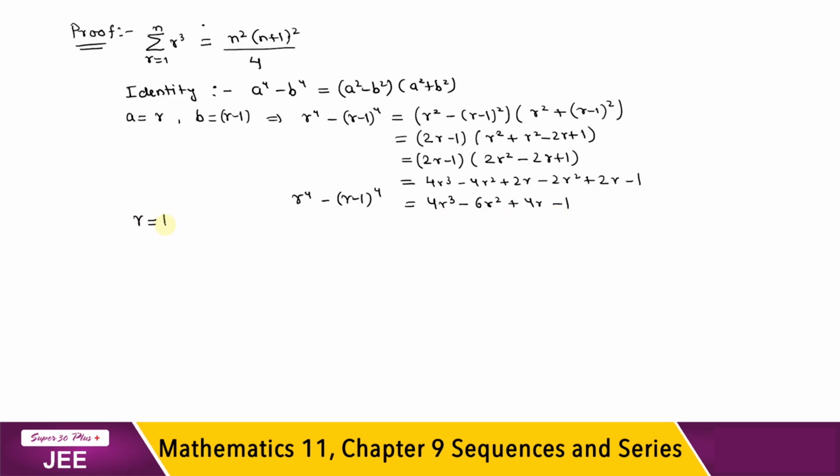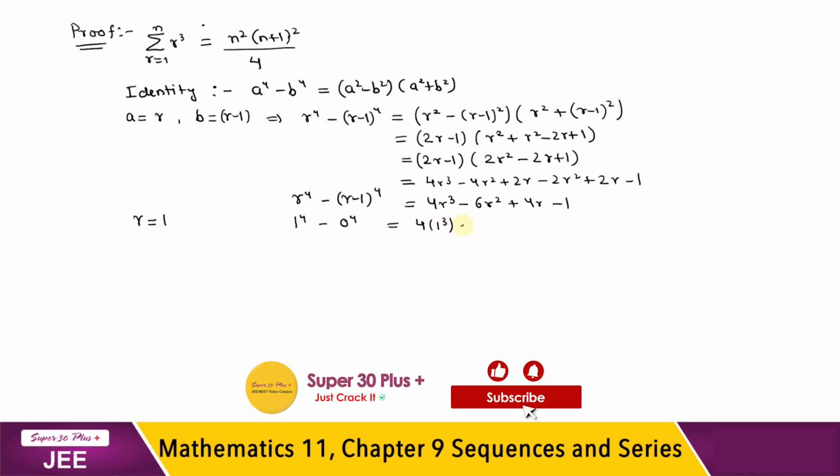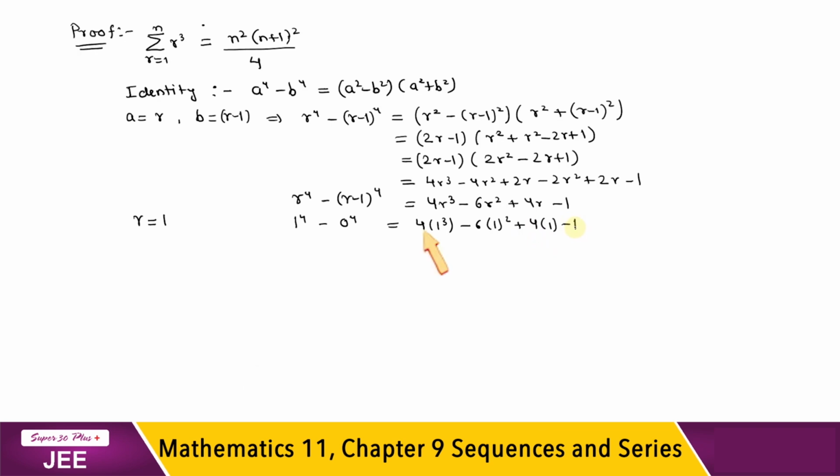So if I substitute r equals to 1, this becomes 1 raised to the power 4 minus 0 raised to the power 4 equals to 4 into 1 cube minus 6 into 1 square plus 4 into 1 minus 1. Now you must be wondering, why am I not calculating this trivial calculation? Because we are going to add them up upon writing each and every term. That is why I am not interested in calculation over here.